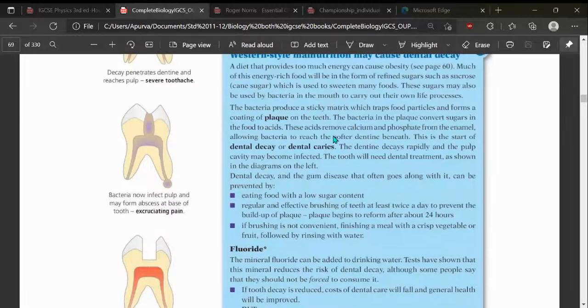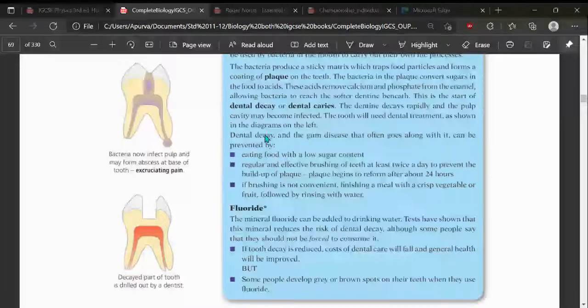And then here, the bacteria in the plaque convert sugars from foods to acids. This is the lactic acid. These acids remove calcium and phosphate from the enamel, so that causes the tooth decay. And they allow the bacteria to reach the softened dentin below. This is the start of dental decay or dental caries. The dentine decays rapidly and the pulp cavity may become infected. The tooth will need dental treatment as shown in the diagram on the left here.